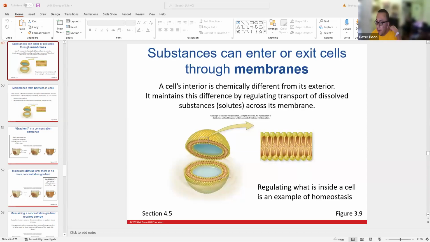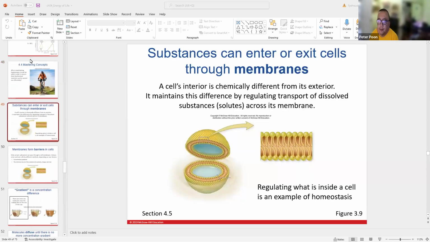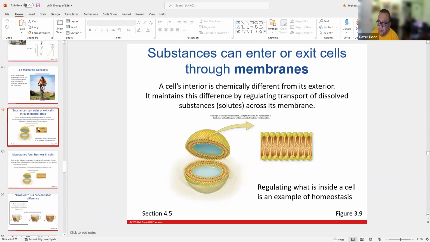All right, part three. Okay, so next thing we'll talk about is what comes in and out of the cell. Substances can enter and exit the cell through the cellular membrane. Again, that's what the whole cellular membrane is for, right? The cellular membrane is to allow things to actually enter and exit the cell, and the cell membrane decides what it allows to enter and exit the cell.